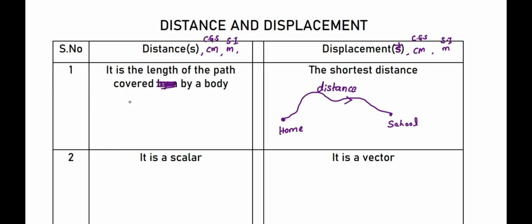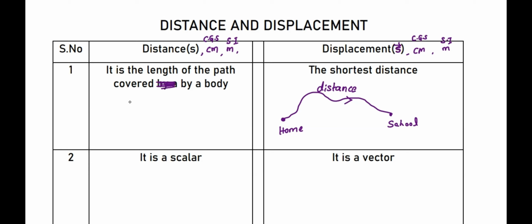And this distance is nothing but the length of the actual path. Suppose we are measuring the length of this one, it may not have any specific direction, but it has some magnitude. That may be 1 kilometer or 2 kilometers or something.